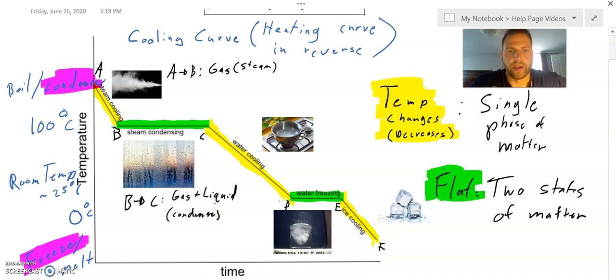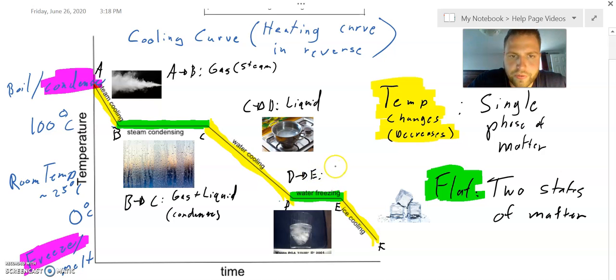All right, so next to the water pan here, we'll call this C to D. This is just liquid. So a single phase again. And then here we go. We'll call this section D to E.